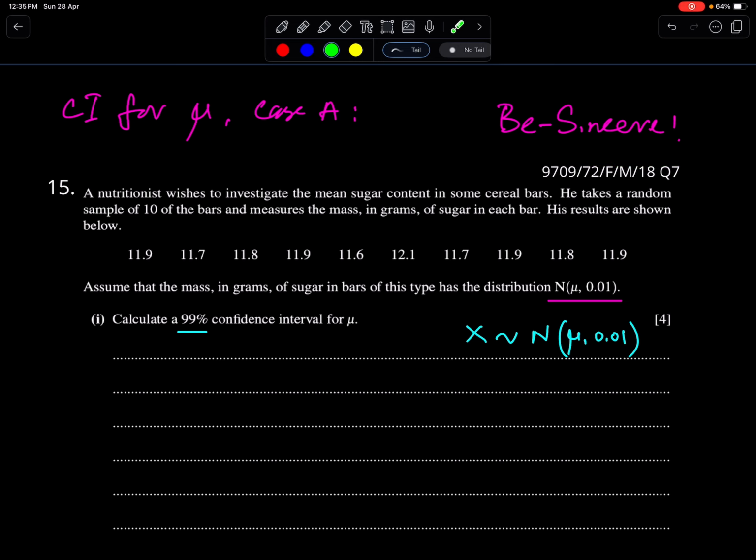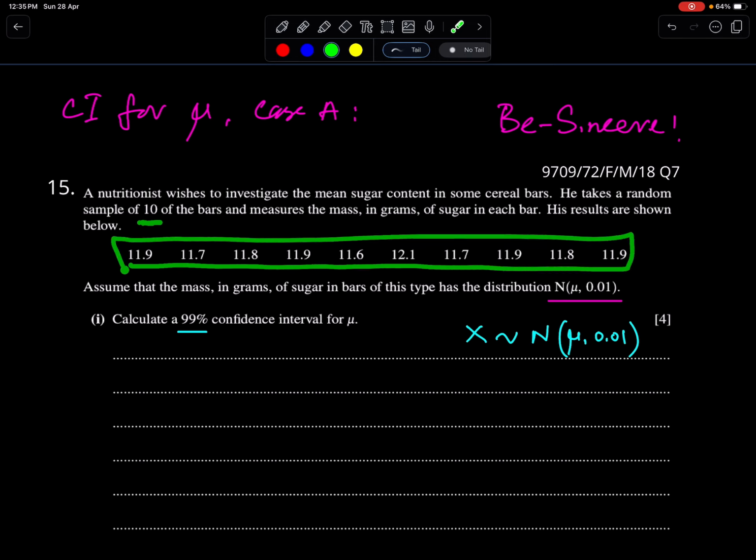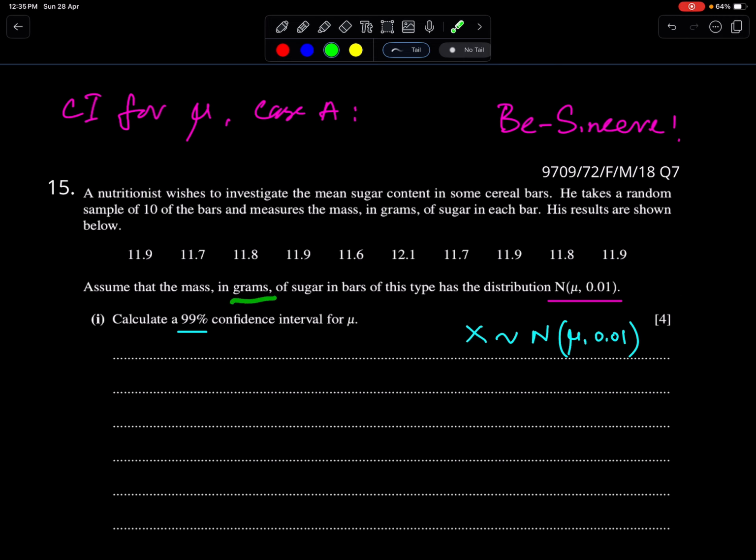A nutritionist wishes to investigate the mean sugar content in some cereal bars. He takes a random sample of 10 of the bars. These are the 10 data values. Assume that the mass in grams of sugar in bars of this type has the normal distribution. This means the population is normal, that is x is normal.